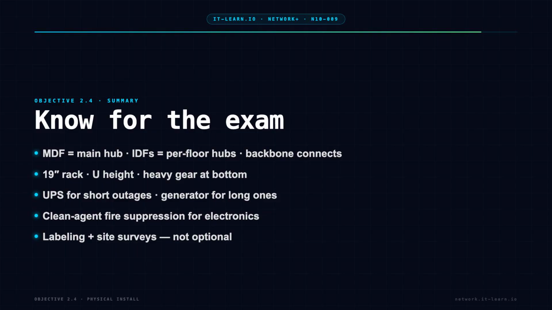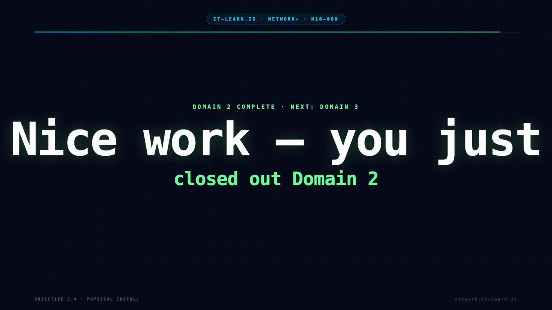Let's review. Physical installations require attention to structured cabling with MDF and IDF design, environmental controls including temperature, humidity, and fire suppression, power management with UPS and redundant power, physical security, proper cable management and labeling, and site surveys for wireless deployments.